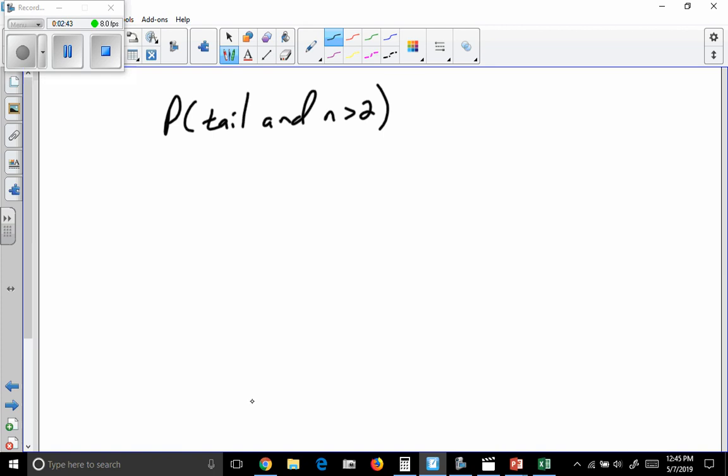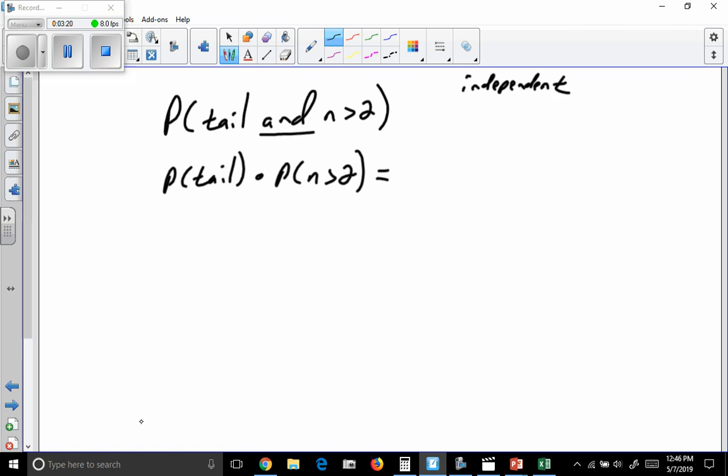Now if I toss a coin and I roll a die, those two have no impact on each other. The outcome of the coin toss is not impacted by what happens when I roll that die and vice versa. So these are independent events. And our multiplication rule for events that are independent says that we take the probability of the first event times the probability of the second event, multiply those together, and that gives us the probability of both occurring.